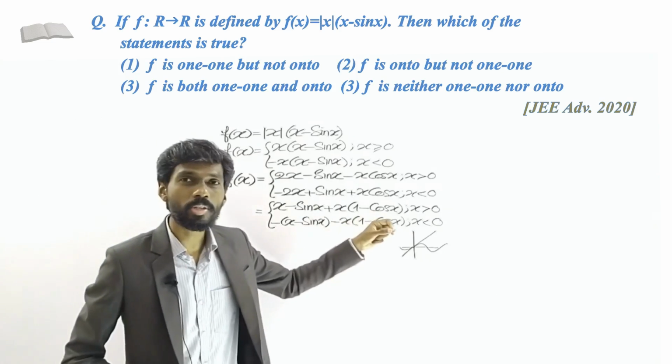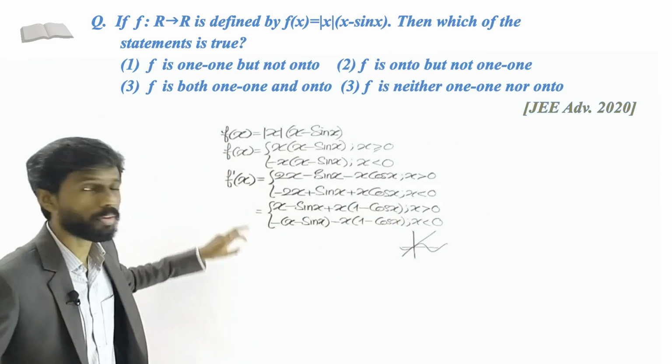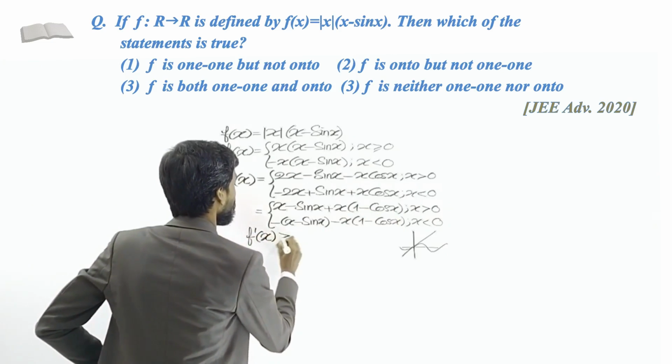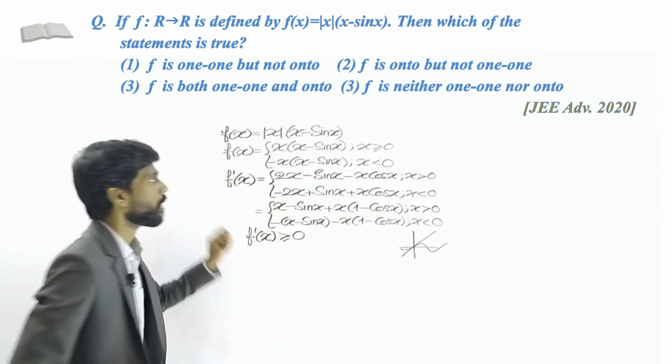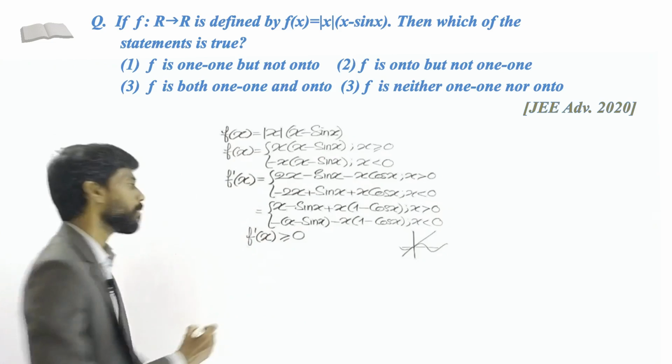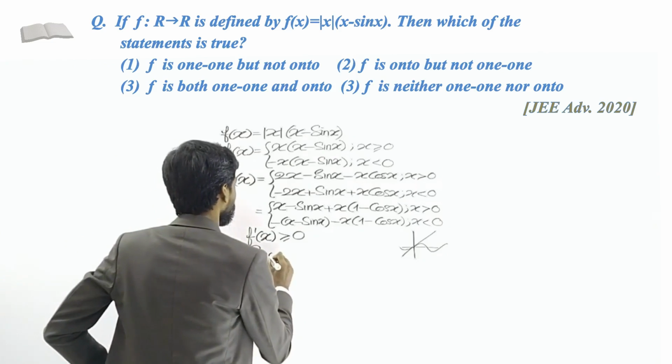So whether x is positive or negative, the derivative of the function is always positive. So we understand that the derivative of the function here is always positive or equal to 0. At 0, it may be 0. Now, the derivative is always greater than or equal to 0. So that means it is an increasing function.